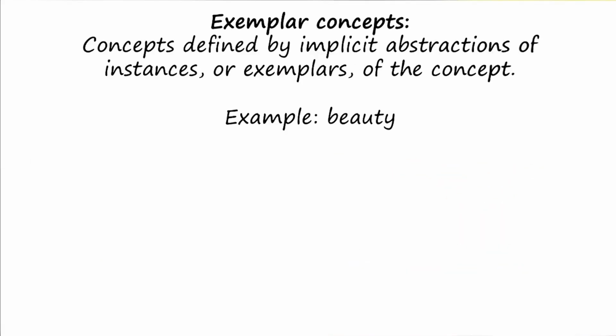Axiomatic concepts were defined by necessary and sufficient conditions. Prototypical concepts are typical conditions. What about exemplar concepts? Exemplar concepts don't even have typical conditions, let alone necessary and sufficient conditions. In case of exemplar concepts, I can give you examples. Perhaps I can do some implicit abstraction of some examples, but that's about as far as I can go.